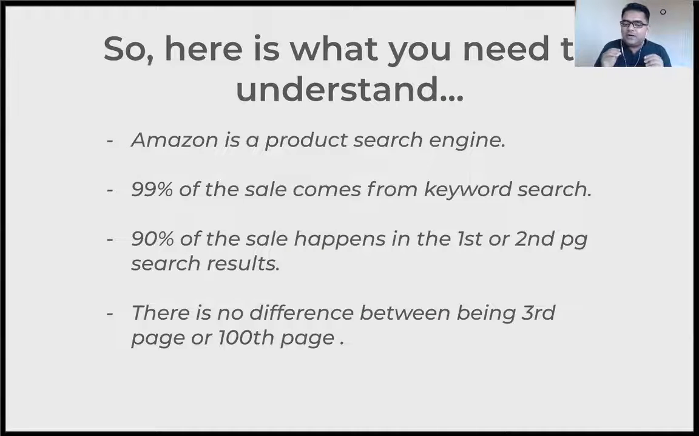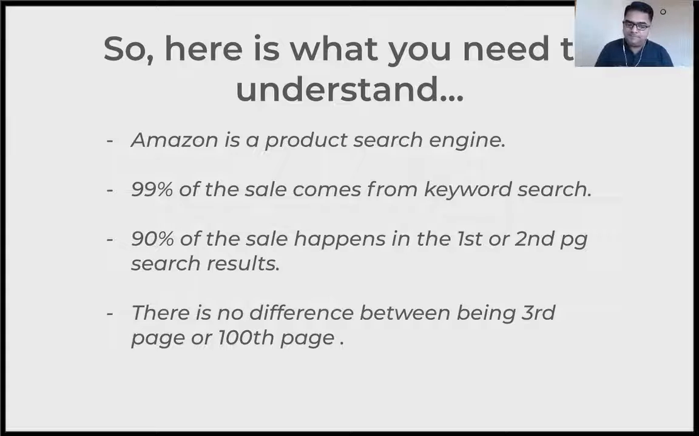So here is what you need to understand. Amazon is a product search engine. If anybody wants to buy a product, they have to visit Amazon and they are going to search for the product. This is how 99% of the sales happen on Amazon. 99% of the sales come from a keyword search. They need to use that search bar and search for the product, and they will find the products in the search results on the first page, on the second page, and so on. And once they find their product on the first page or the second page, they are going to click it and move into the product page. Then they will make the buying decision.